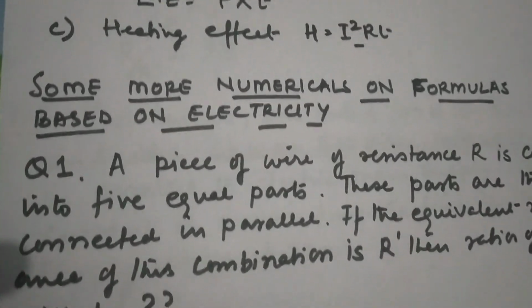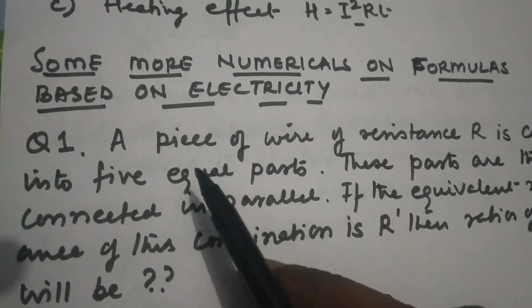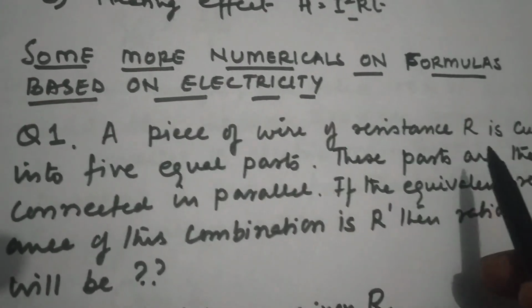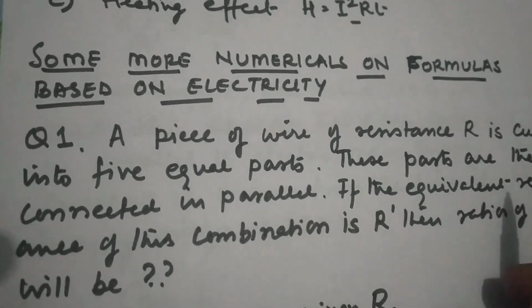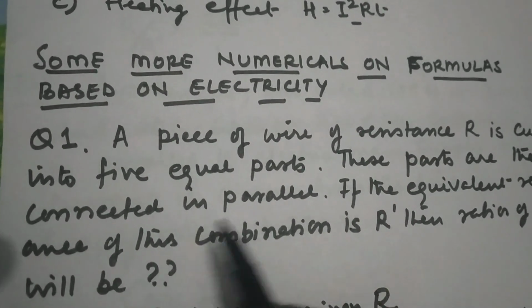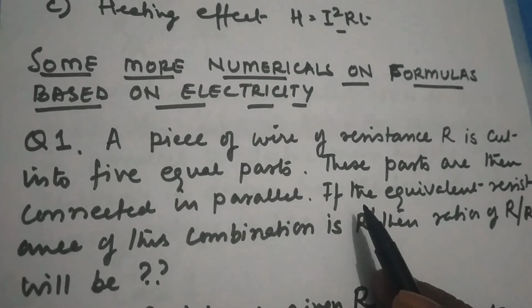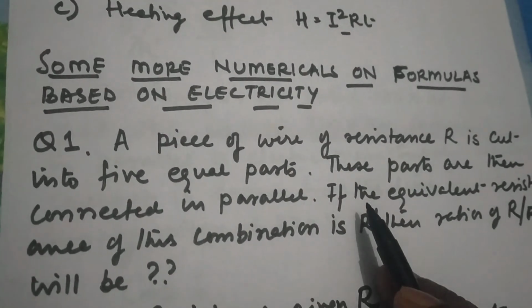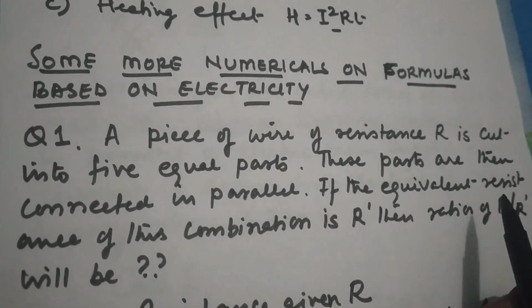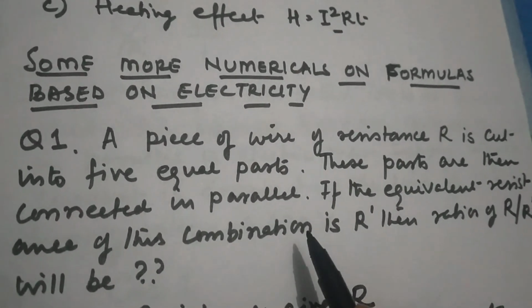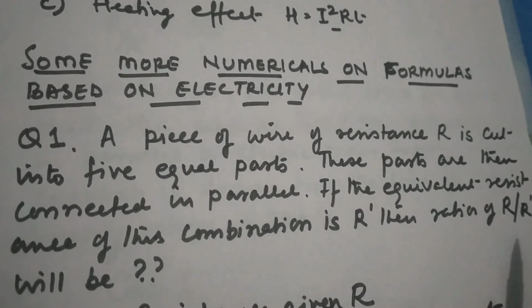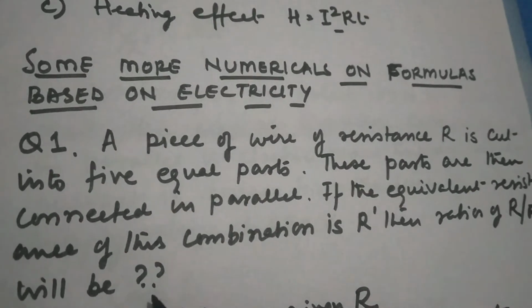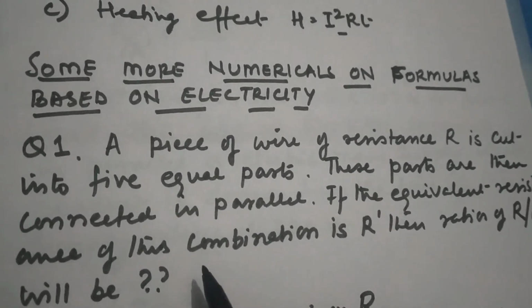So I'm reading question number 1. A piece of wire of resistance R is cut into 5 equal parts. These parts are then connected in parallel. If the equivalent resistance of this parallel combination is R dash, then what is the ratio of R divided by R dash? What will be the value? So try to understand the question.